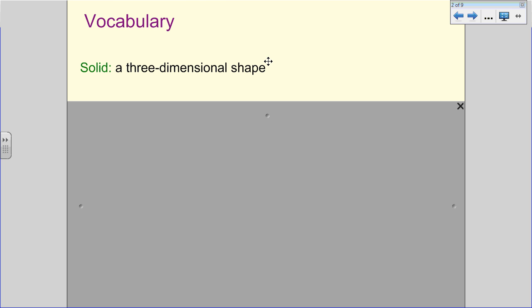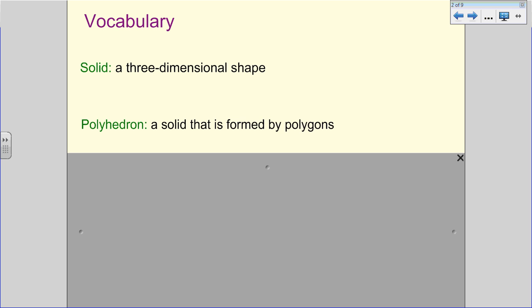So my coffee cup is an example of a three-dimensional shape. Your desk is a three-dimensional shape. Our world is three-dimensional, and so we're going to start looking at how we define and look at some of these three-dimensional shapes. A polyhedron is a solid, a three-dimensional figure that's formed by polygons.